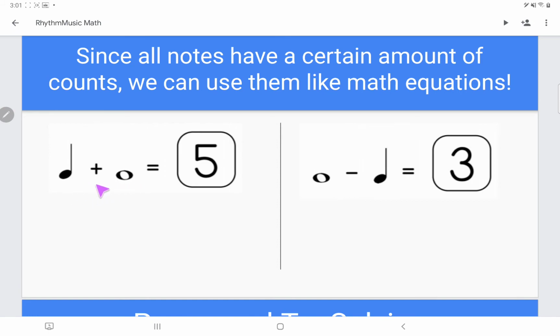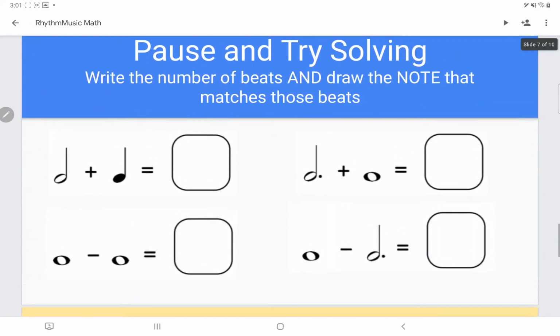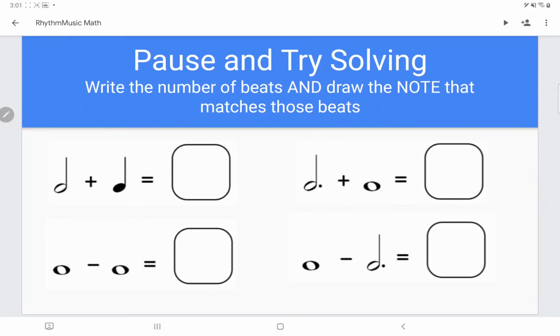You can see that we have our types of notes and we have a box, except these boxes are empty because that's what you're solving. So I want you to hit pause, and then when you're done solving these equations with a pencil and paper, you're going to push play on this video and we're going to double check our work all together. Okay, so go ahead and hit pause and try solving.